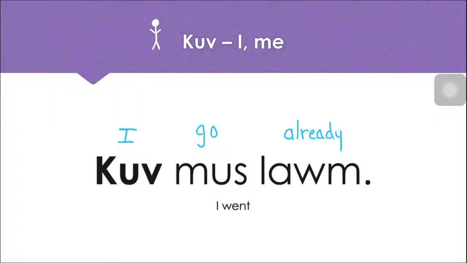So the first pronoun, the word for I or me, is go, go. In this sentence, the example is go mo la. Go mo la. I go already, or in English, I went.